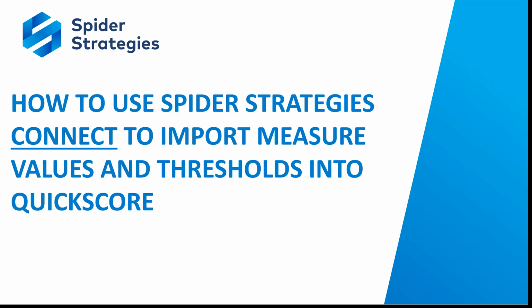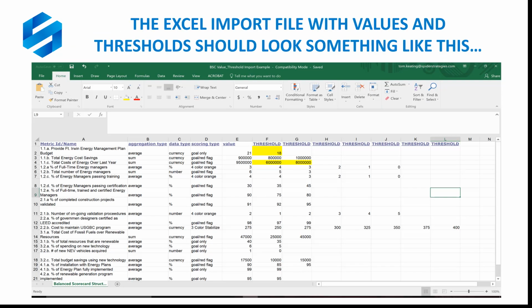In this video, we'll cover how to use Spider Strategies Connect utility to import measure values and threshold values into an existing Quick Score scorecard. Before we get into Connect, let's take a look at an example of an appropriately formatted import file that will serve well in the Connect utility.